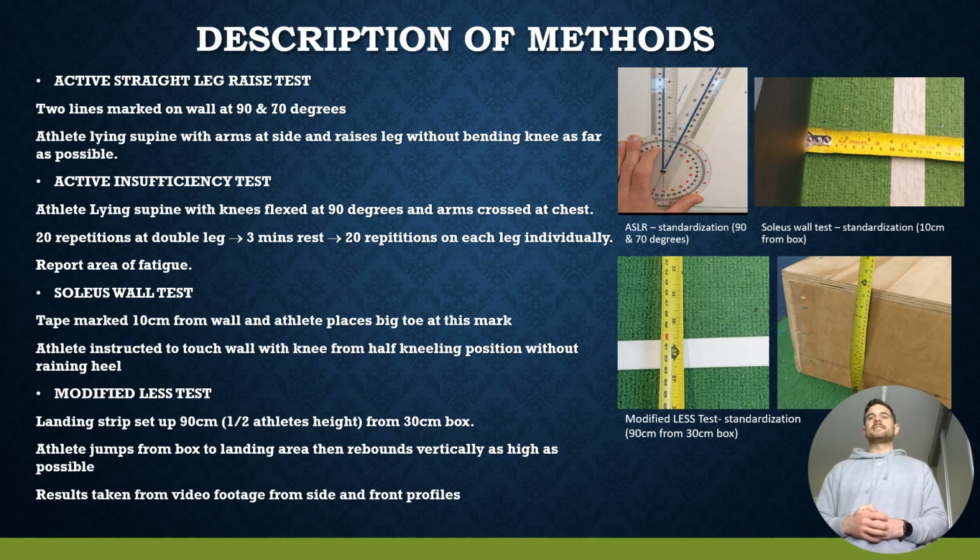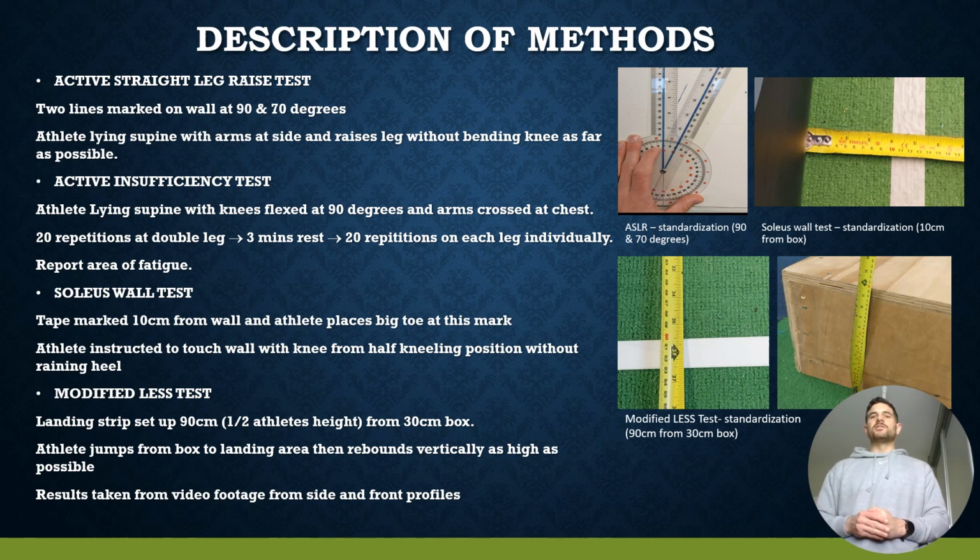For the modified LESS test, a landing area was measured using tape on the floor. This was measured out as half the participant's height from the jumping platform. The jumping platform was a timber plyo box which is 30 cm high as per the test standards. The athlete was instructed to start in a neutral stance, jump from the box, aiming to land past the landing strip and immediately jump as high as possible and land again.